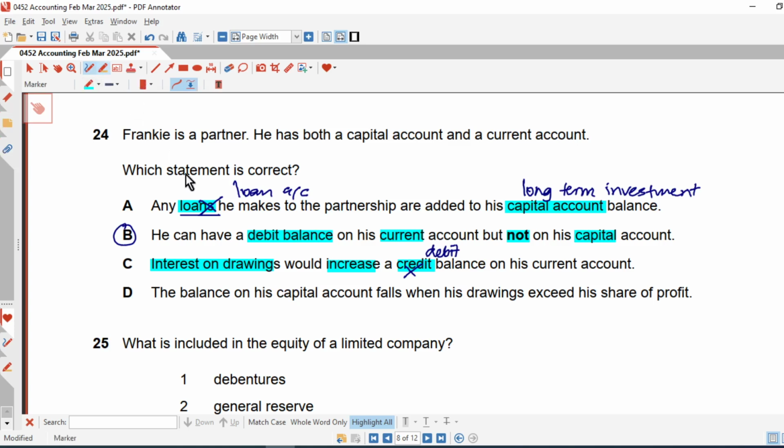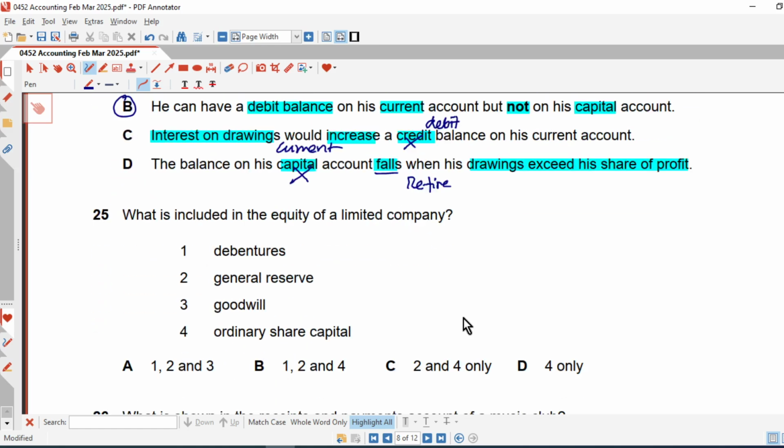For D, the balance on his capital account falls when drawings exceed share of profit. Now, this is true for a current account, not a capital account. Capital account balance will only fall if there's a withdrawal of capital when the partner ceases to be a partner in the partnership. So basically when the partner retires and you return his capital, that's where the capital account falls.